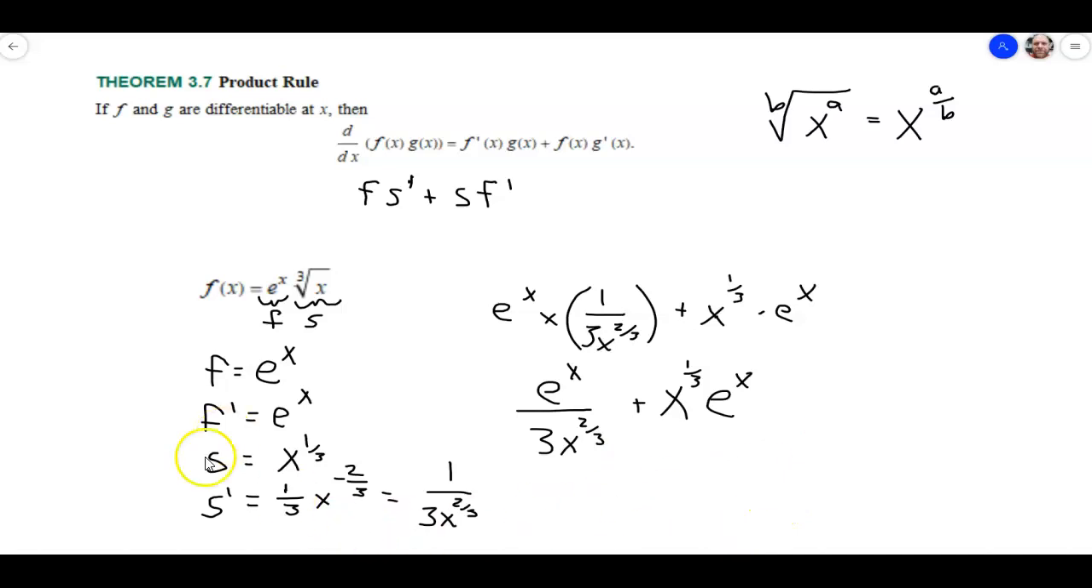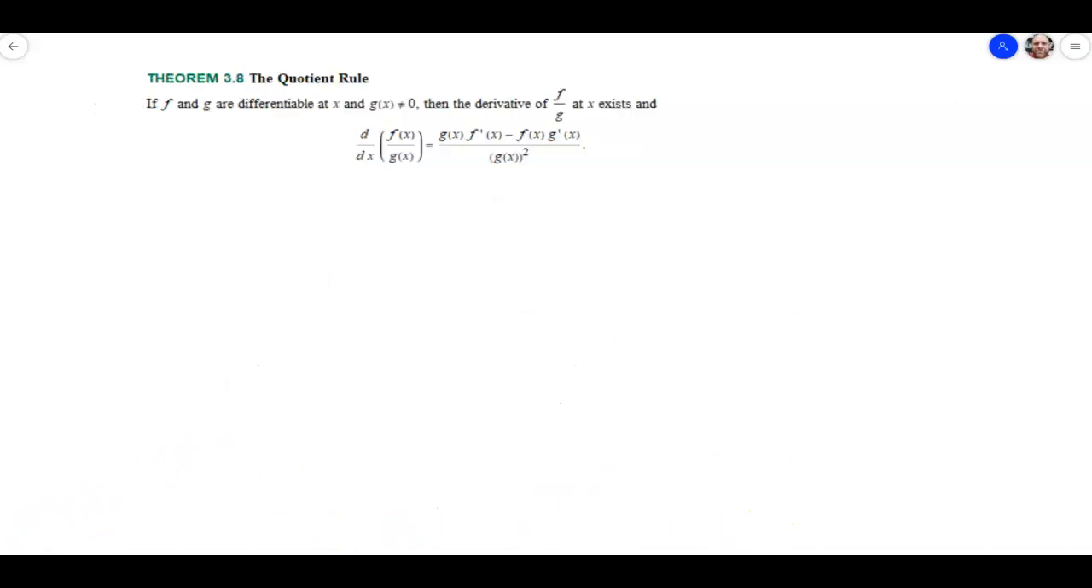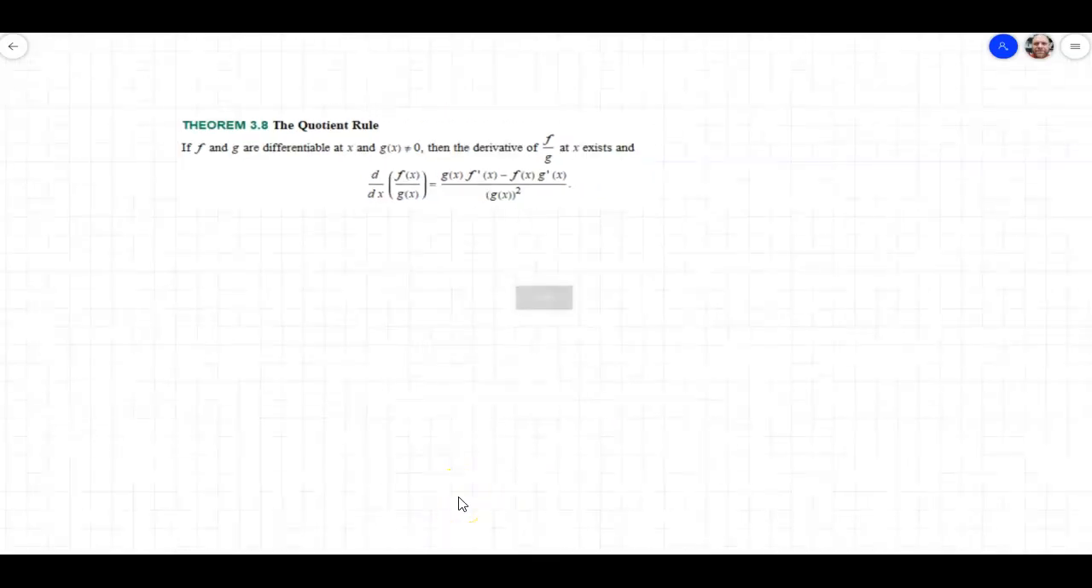All right, let's take a look at the next rule. All right, here is the quotient rule. It's not quite used as much as the product rule is, but it is definitely something that we need to know. And a lot of times we're going to be able to rewrite a quotient as a product, and then we can just use the product rule because the quotient rule is a little bit more difficult, but we can't always do that.